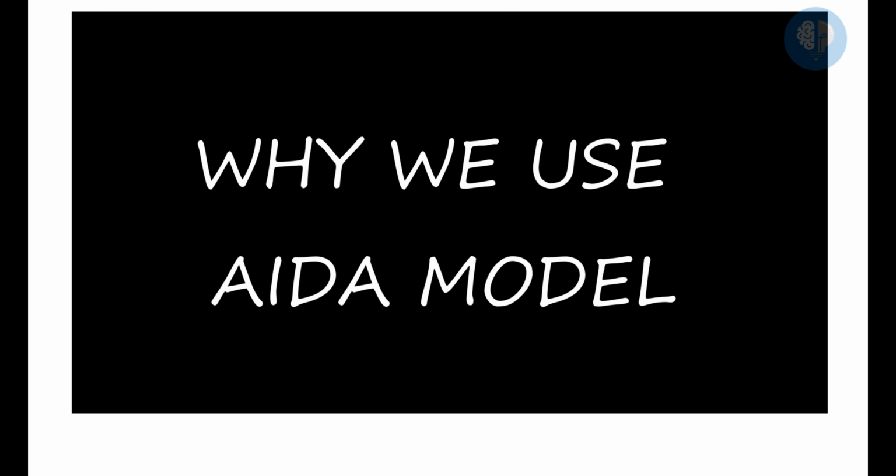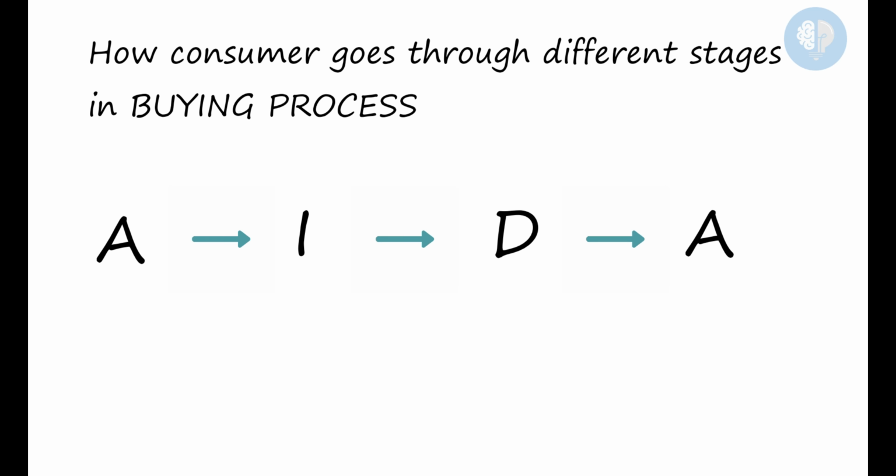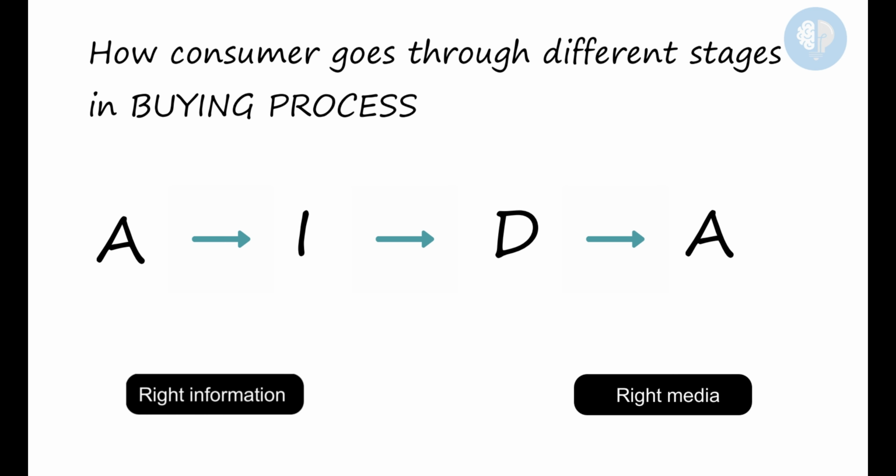First we will see why we use AIDA model. This model basically captures how a consumer or buyer goes through different stages in buying process. At every stage, we need to target audience with right information and the right media channel. We have explained this concept with an example at the end for more clarity.